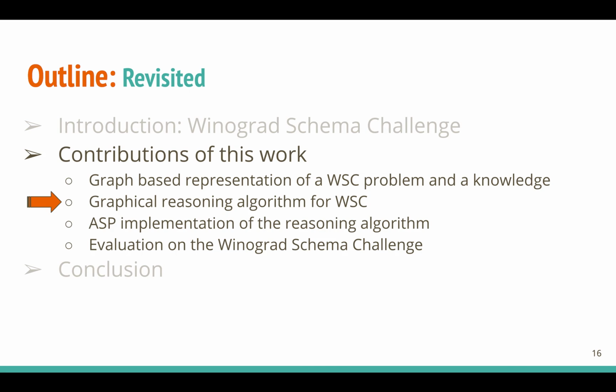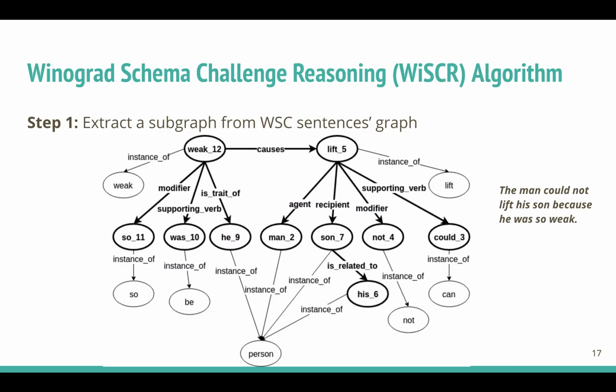Now that we have defined the graphical representations of a Winograd schema challenge problem and of knowledge, the next contribution of this work is to define a graphical reasoning framework or algorithm for these representations. Now, the first step in the Winograd schema challenge reasoning algorithm, or Whisker algorithm, is to extract a subgraph from the Winograd schema challenge sentences graph. So if you remember, we generated a graph for the sentences in a Winograd schema challenge problem. Now in this step, we extract a subgraph from that bigger graph. The highlighted part here represents that extracted subgraph.